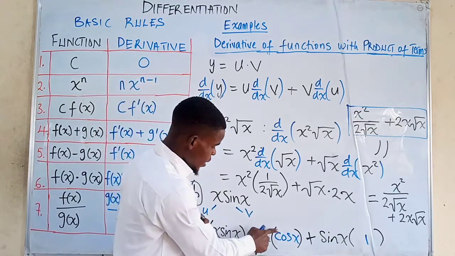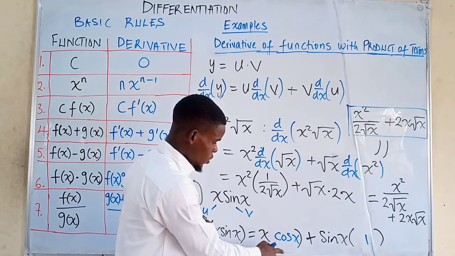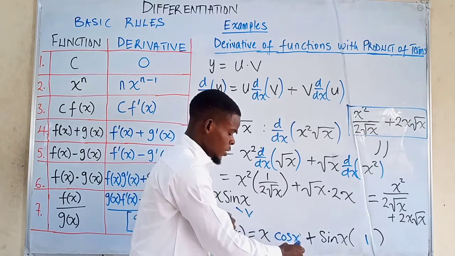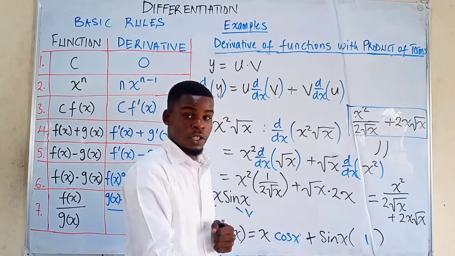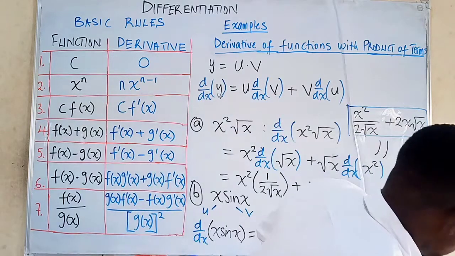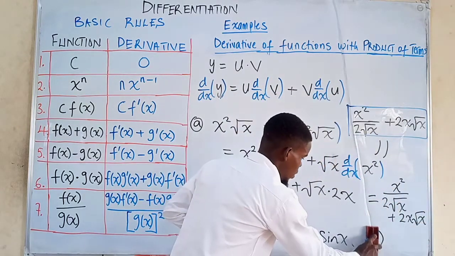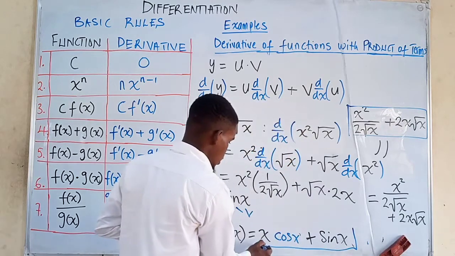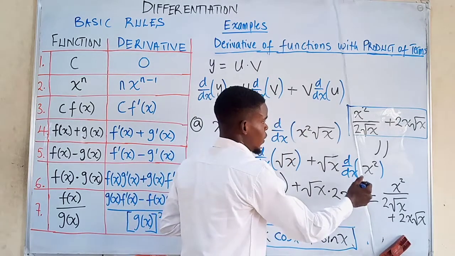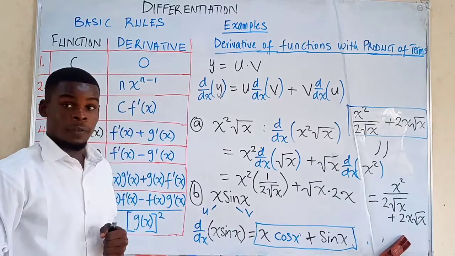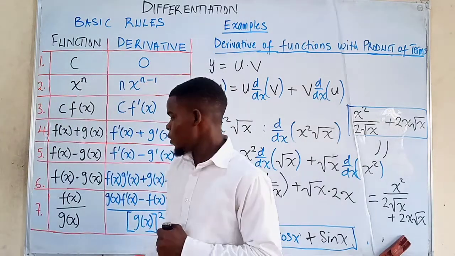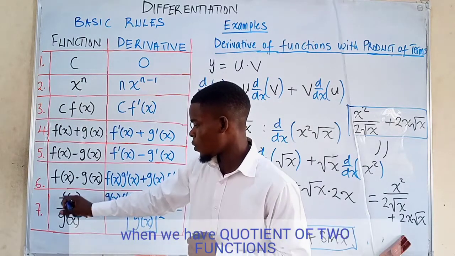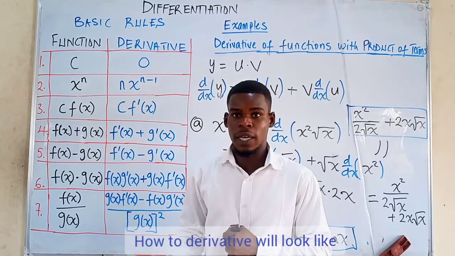When we simplify this further, we're going to have x times cosine of x, plus sine x times 1, which is just sine x, because we're multiplying that with 1. And the whole of this is the derivative of the second function. Let's see what we have when we have a quotient of two functions, how the derivative will look like.